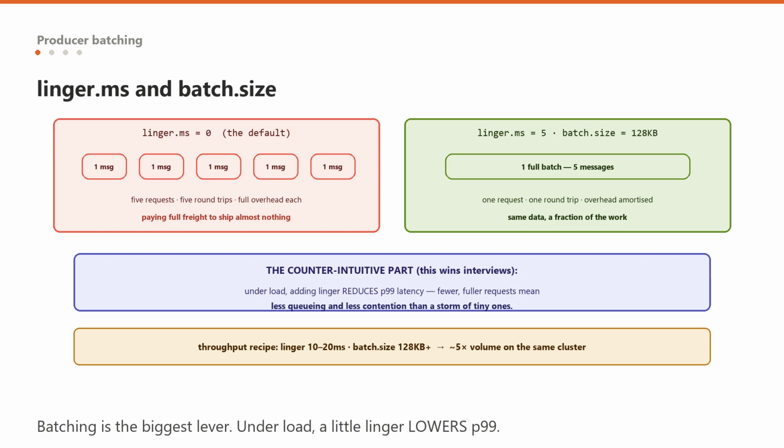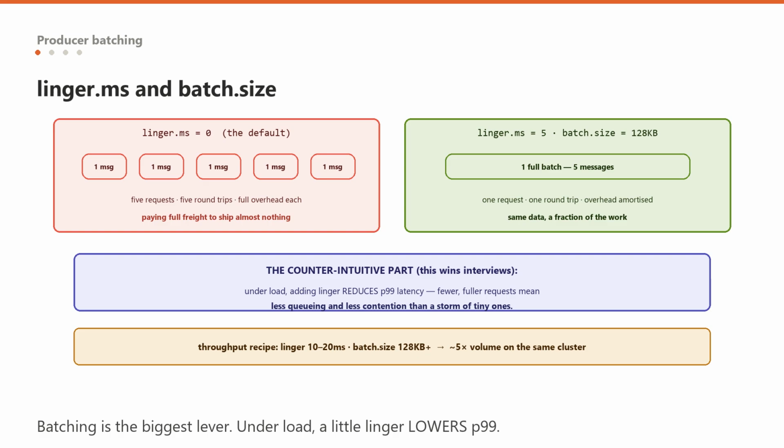And the default linger is 0. Think about what that means. With linger at 0, the producer ships as soon as it can, under light load, that is 1 or 2 messages per network request. Every request carries the same fixed overhead: headers, acknowledgement, a round trip. You are paying full freight to ship almost nothing. Now set linger to 5 milliseconds. The producer waits a beat, batches fill, and the same message volume moves in a fraction of the requests.